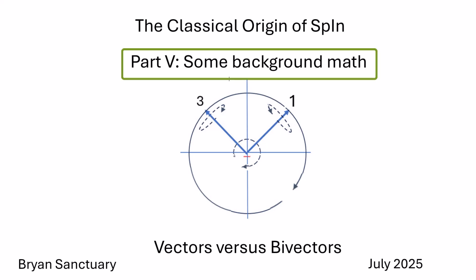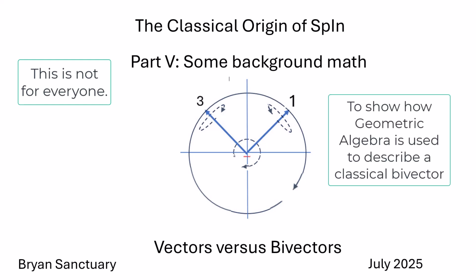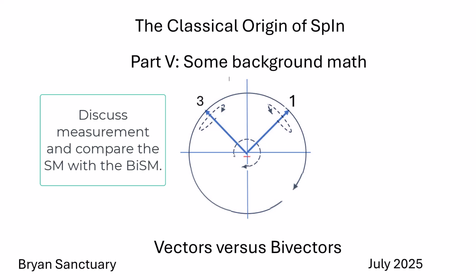In this video, I will present some of the math behind the bivector spin. You can skip it, since it's not for everyone, but some want to know. The goal is to show how a bivector is described classically using the language of geometric algebra, which is natural. Then I discuss measurement and compare the standard model with the bivector standard model.